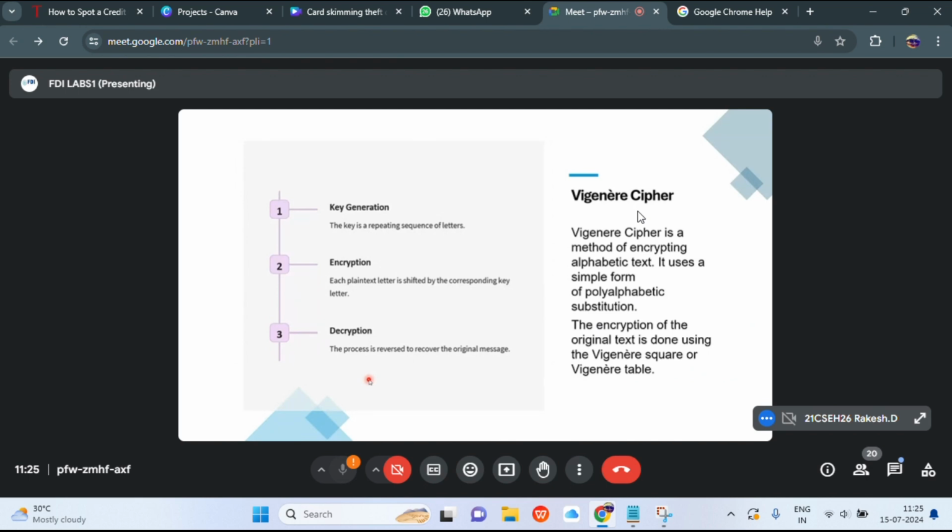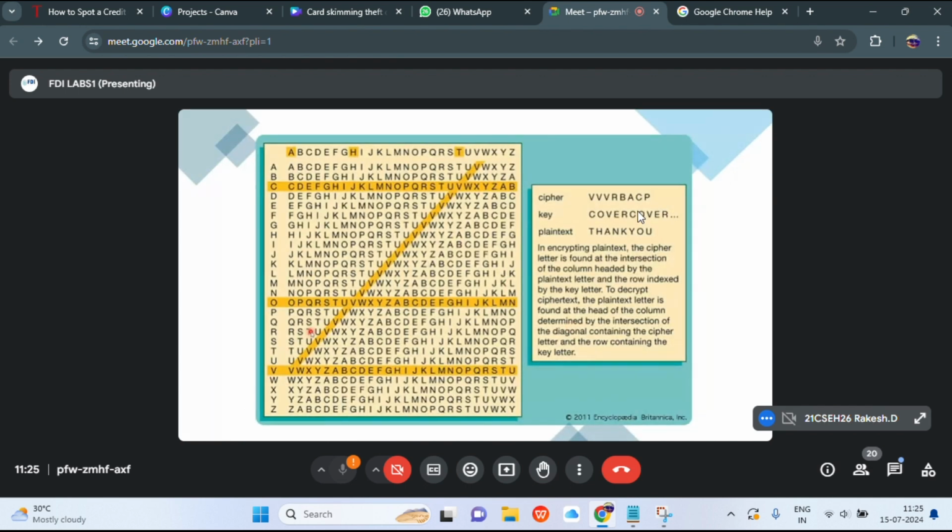Next comes Vigenère cipher. The key is a repeating sequence of letters. Here, the Vigenère cipher is a polyalphabetic substitution cipher. In this encryption, each plain text letter is shifted by the corresponding key letter. So to encrypt or decrypt the Vigenère cipher, we should have a Vigenère table or Vigenère square. So this is our Vigenère square. When you see here, there are a lot of alphabets arranged in many rows and columns.